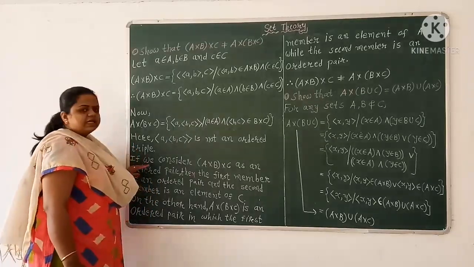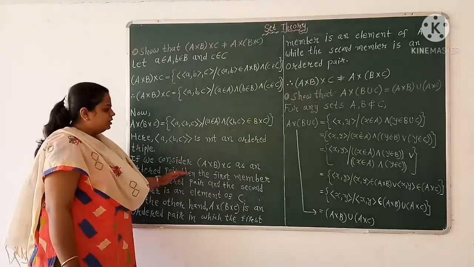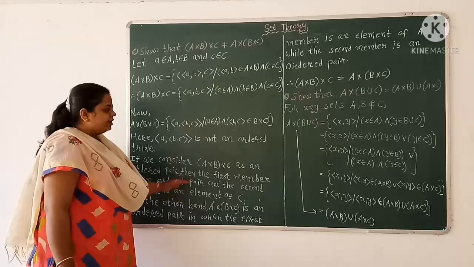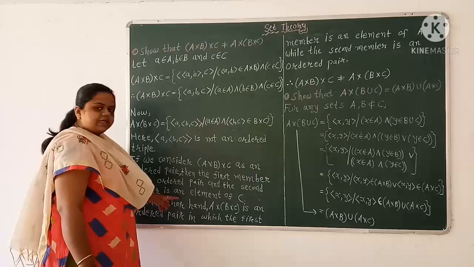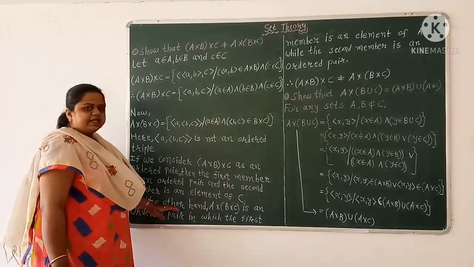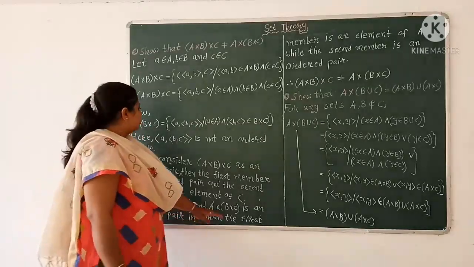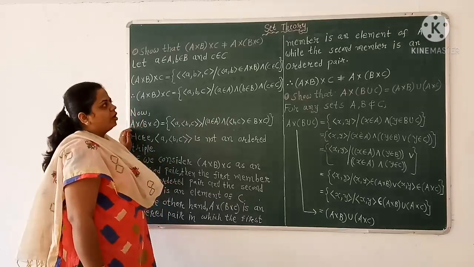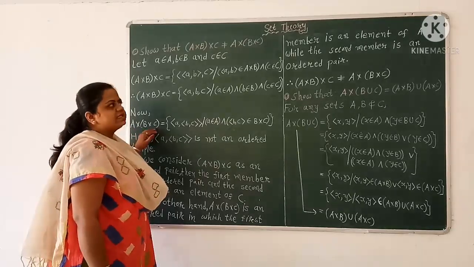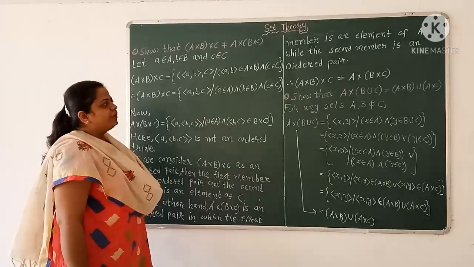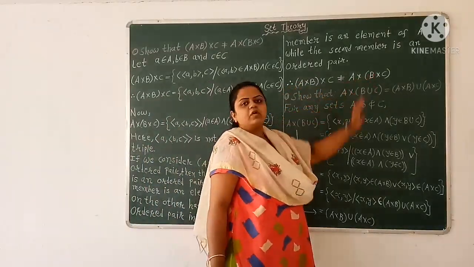So, if we consider (A × B) × C as a set of ordered pairs, then the first member is an ordered pair and the second member is an element of C. On the other hand, A × (B × C) is a set of ordered pairs in which the first member is an element of A, while the second member, that is from B × C, is an ordered pair. So, we have (A × B) × C is not equal to A × (B × C).